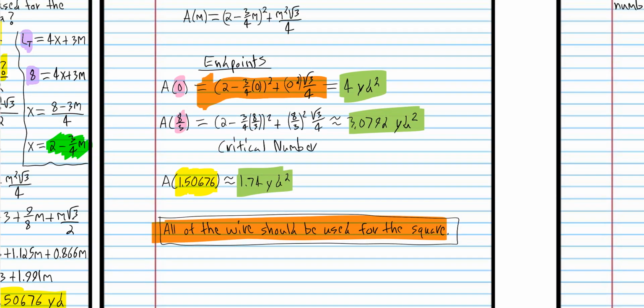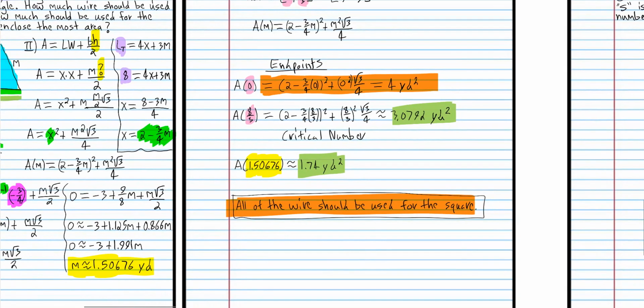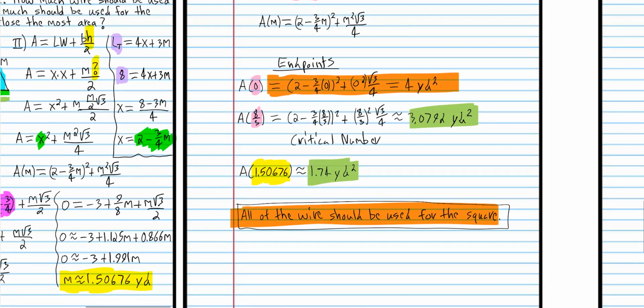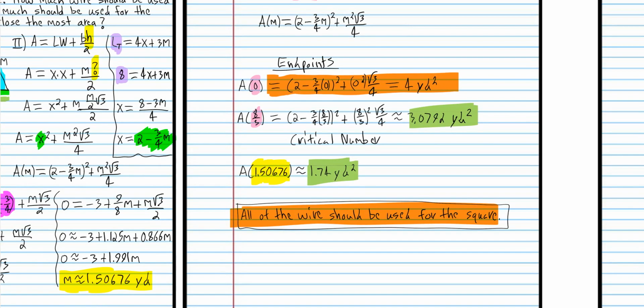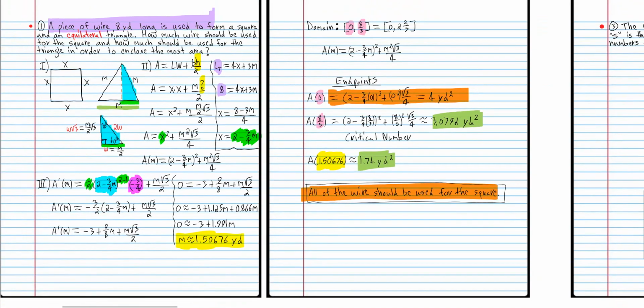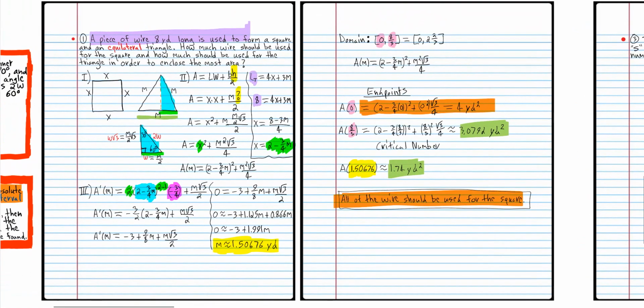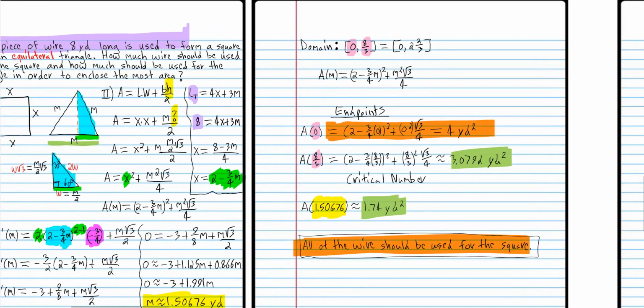So that's what this information told us here. And I'm going to color code that. This told us that all the wire should be used for the square, because that's the biggest number. 4 square yards is bigger than the green numbers. So there you go. So that was a problem where we had to look at the endpoints. And so now I want you to try a problem like that.